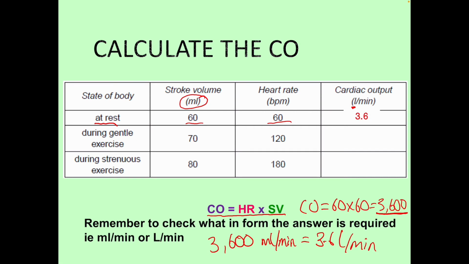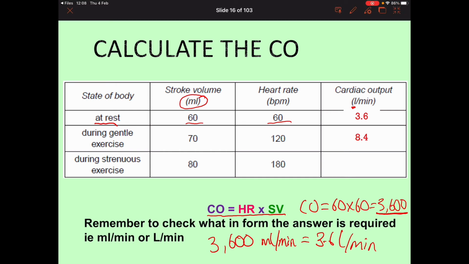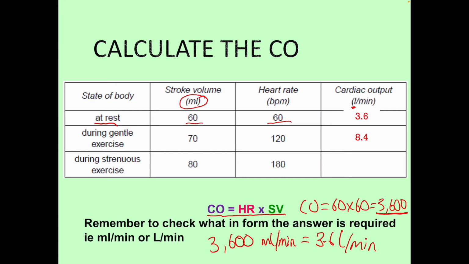So pause the video now and use the formula to work out the remaining two cardiac outputs. So using the formula, during gentle exercise, the cardiac output has increased to 8.4, and during strenuous exercise, the cardiac output has increased to 14.4 litres per minute.